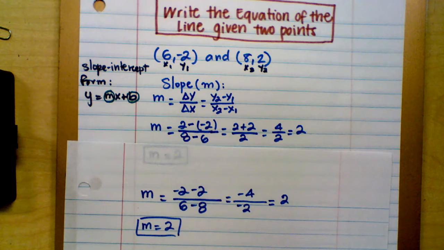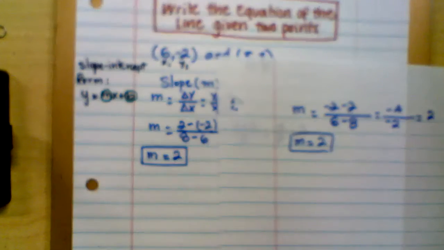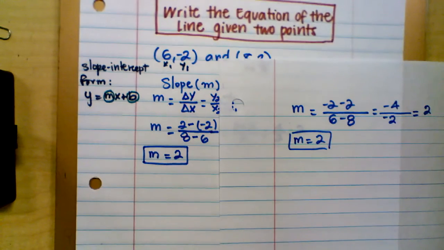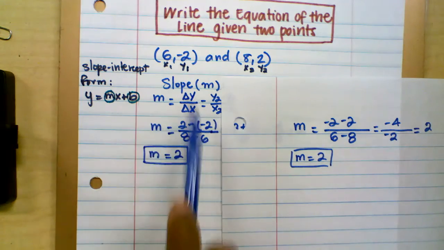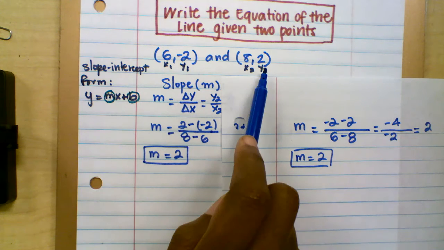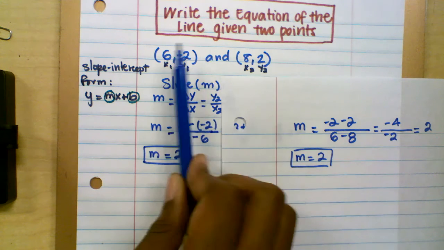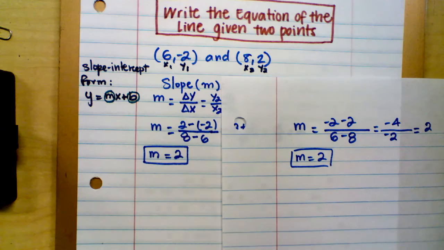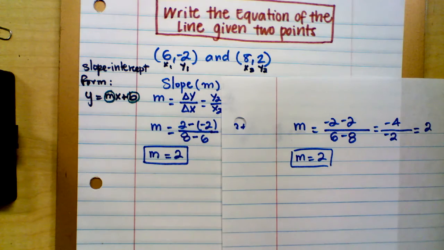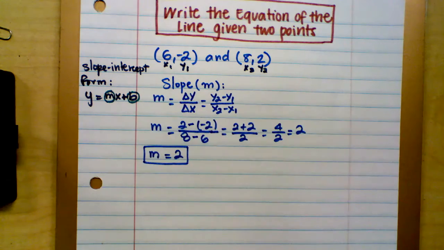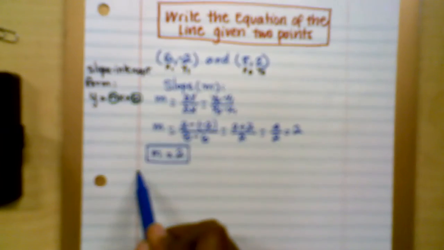The thing I just wanted to point out is that in my first example, I started from y2 being 2, so I started from right to left. You can also start from left to right. You end up with the same number if you did the math correctly. So now we found the slope.